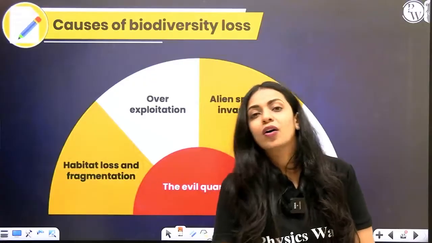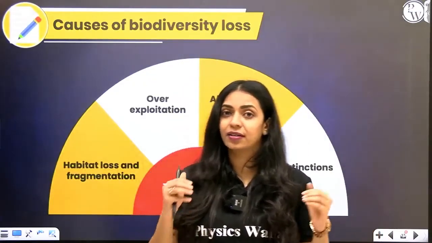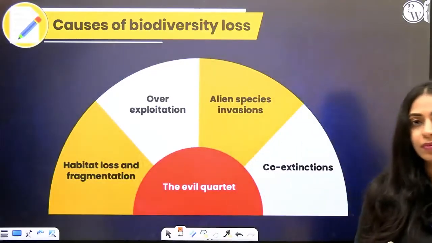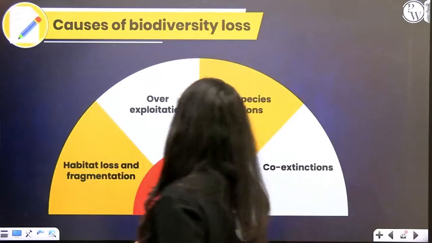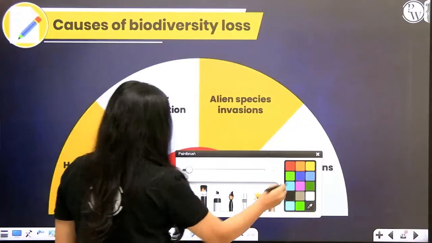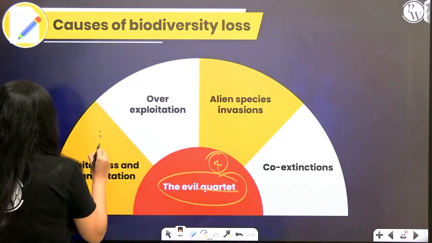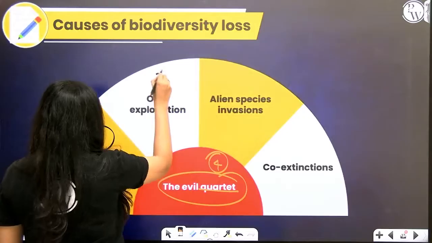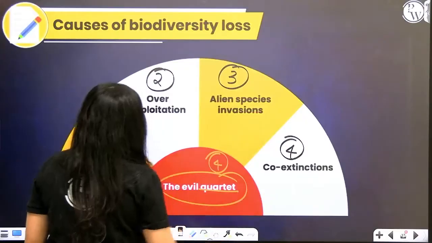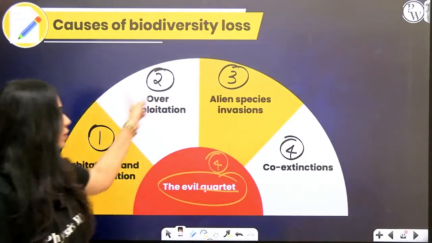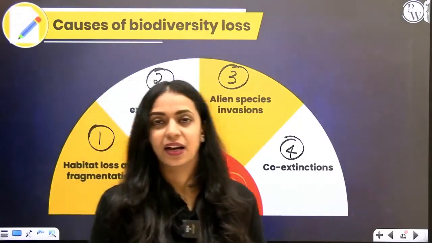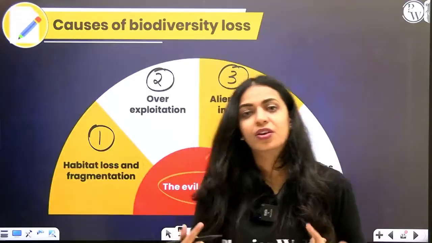Now, what basically causes biodiversity loss? I told you from the start that it is mostly our activities which are causing the loss of biodiversity, right? There are 4 major causes which we call the evil quartet. Quart is 4. Since there are 4, we call it the evil quartet. First reason is habitat loss and fragmentation. Second reason is overexploitation. Third reason is alien species invasion. And the fourth reason is co-extinction. So these 4 are the major reasons for loss of biodiversity that we're facing currently. And all of them are because of human activities.